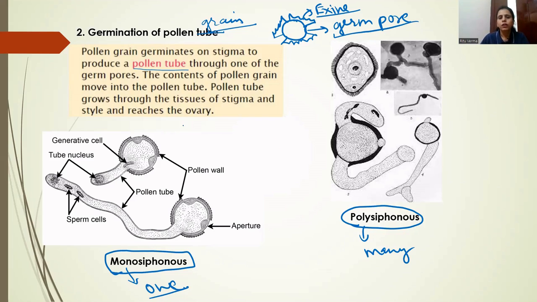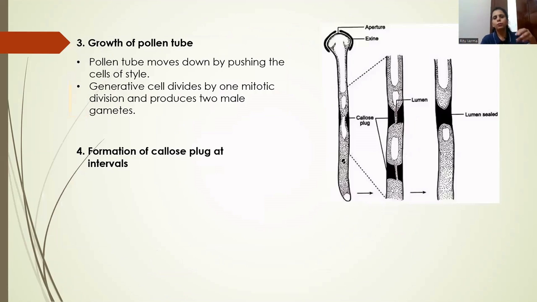Okay, so in the process of germination of pollen grain, the pollen tube is formed through the germ pore of the pollen grain. Now once this pollen tube is formed, it passes through the long neck-like or long filament-like structure which is called style. Okay, now there are two types of style.